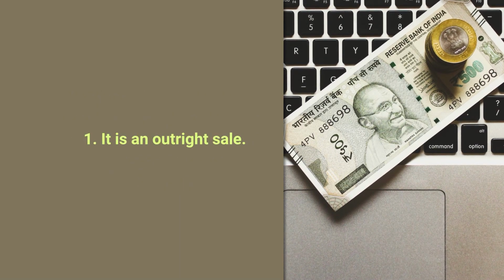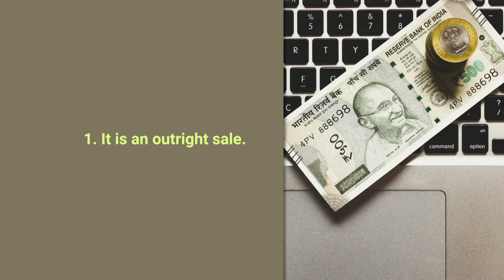The first one is, it is an outright sale. It means that when the buyer makes a part of the payment for that particular product, at that point of time it is considered a complete sale, though the payment will be made over a period of time, like under the hire purchase system.